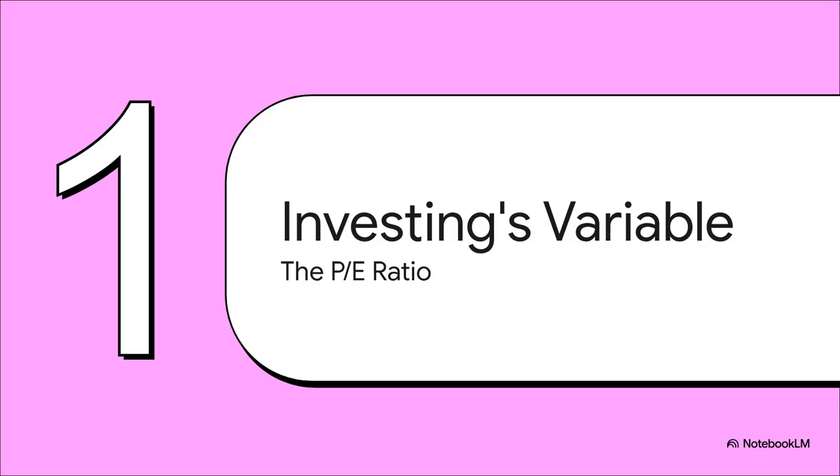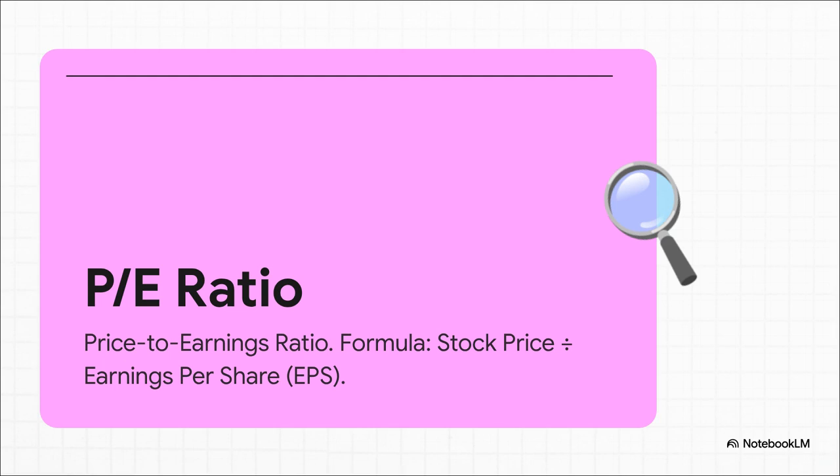We're going to decode the price-to-earnings ratio, the PE ratio. And we're going to do it by looking at one of the biggest companies on the planet, Apple. Now, on the surface, the PE ratio seems super simple. It's just the company's stock price divided by its earnings per share. Basically, it's asking a really simple question. How many dollars am I paying for every $1 of profit the company makes right now?